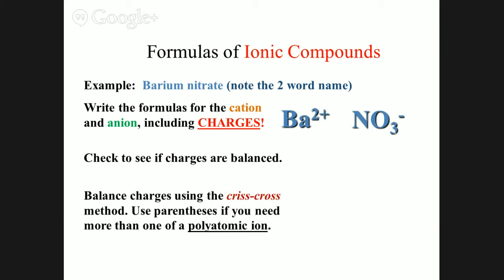Now we do crisscross. However, something we didn't do before, we use parentheses if we need to for the polyatomics. So in this case, I'm going to need 2 NO3s, so I have to use the parentheses when I move that 2 in the crisscross. And there is the balanced, if you will, chemical formula for barium nitrate.